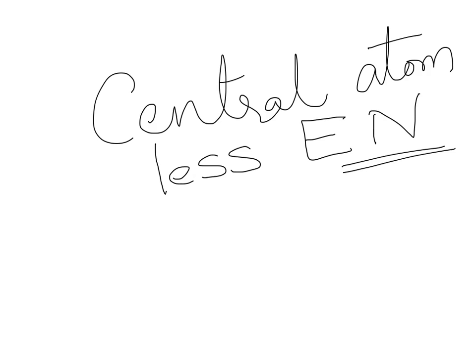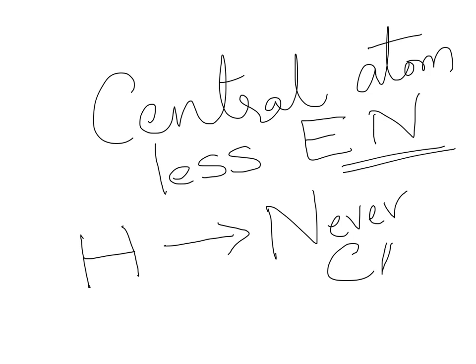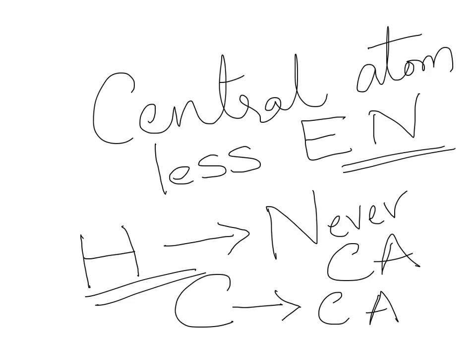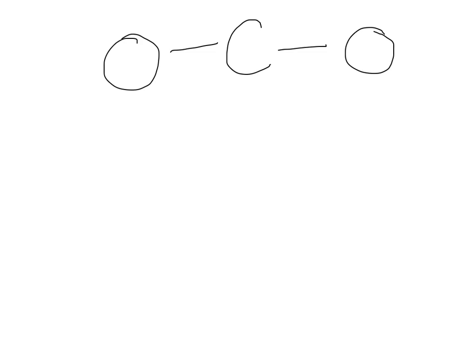The second rule is that hydrogen is never a central atom. Hydrogen can never be a central atom. The other rule is that carbon is always the central atom. So now your structure is carbon dioxide, and carbon is always a central atom. So this is going to be your central atom, and this is going to be your skeleton structure with carbon as the central atom. So you've done the fourth step as well.